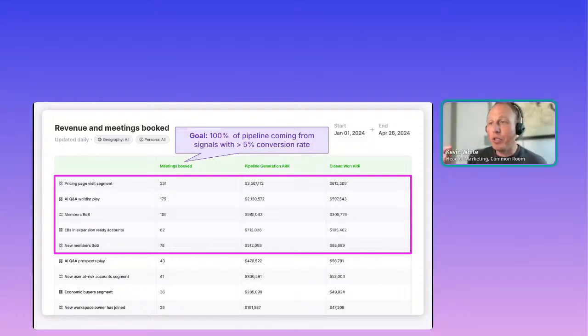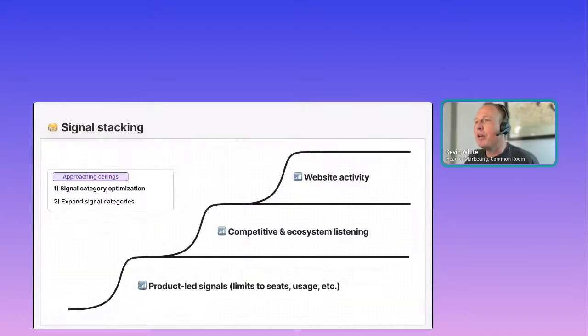Because if we do, that fuels our team with the signals that they need to hit their goal. And if we don't have enough of those, essentially our teams aren't efficient and we're not equipping them to hit their quota. So you would either need to scale back the team or increase the signals or do something different. And so this is where we get into signal optimization, or signal category optimization.